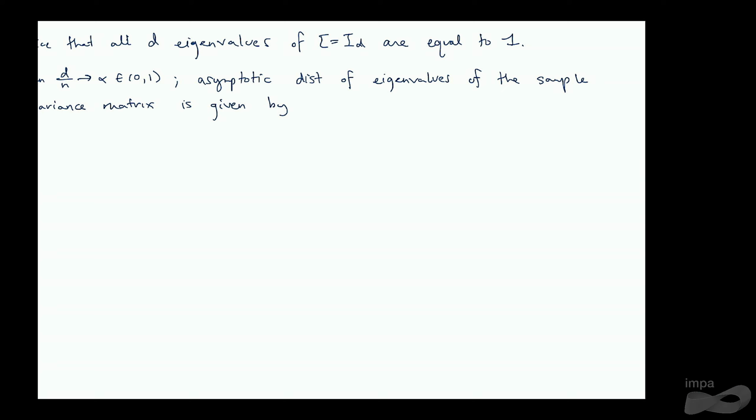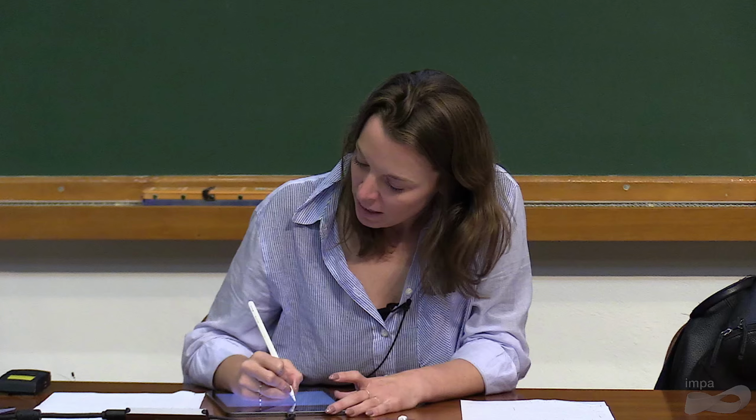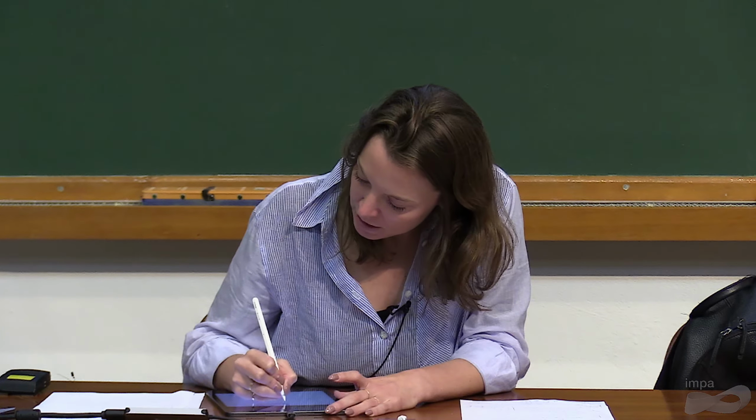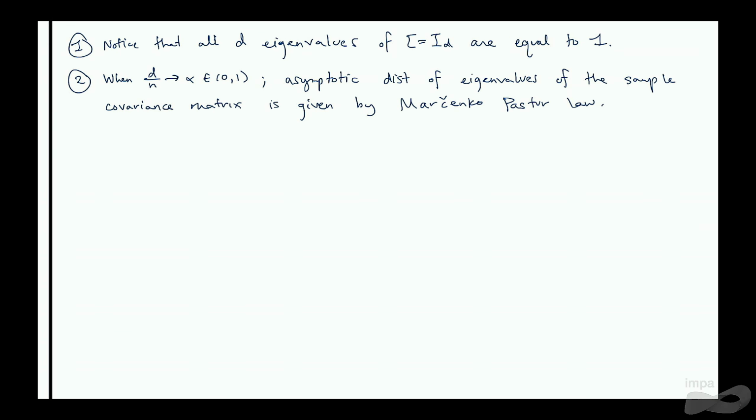you guys do random networks. What's the distribution of the eigenvalues of the sample covariance matrix in the high dimensional asymptotics? Does anybody know? No. Okay. It's given by the Marchenko-Pastur law. Okay. Right, so this is just some distribution, right?